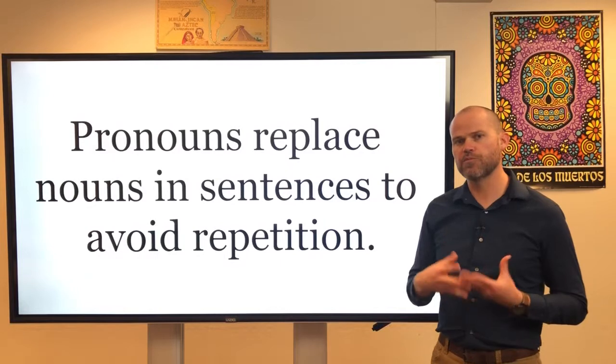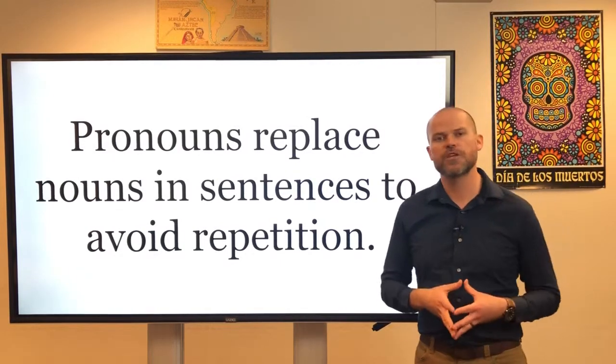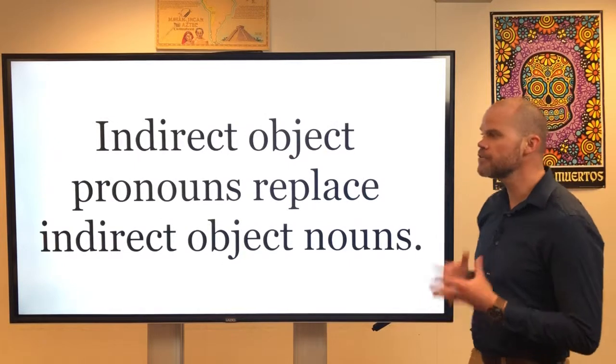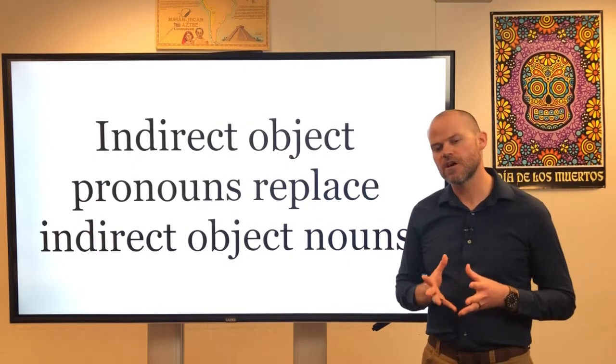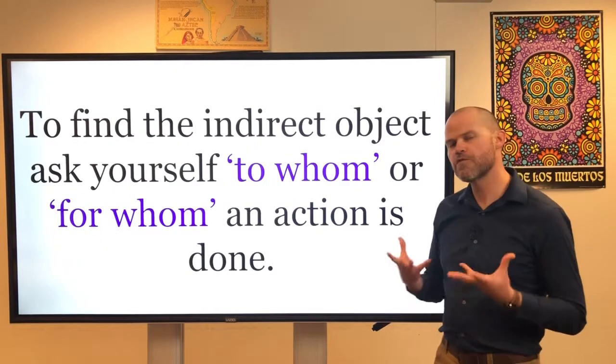So pronouns replace nouns, and we use pronouns to avoid repetition in language. An indirect object pronoun replaces an indirect object of a sentence. So how do we find the indirect object?